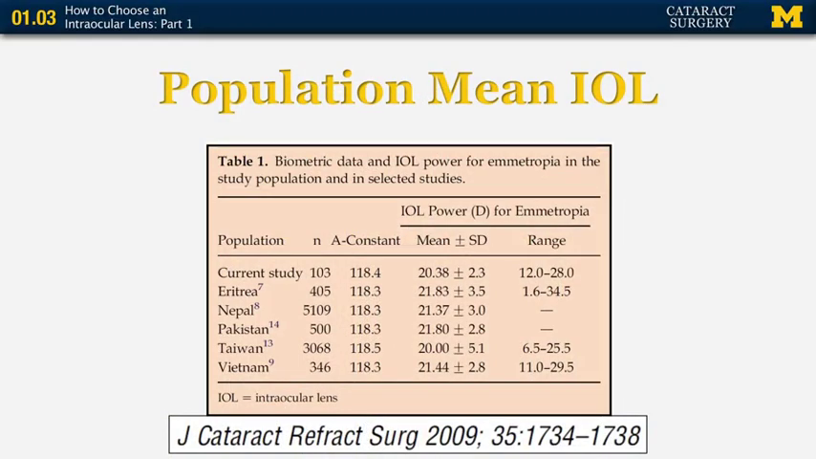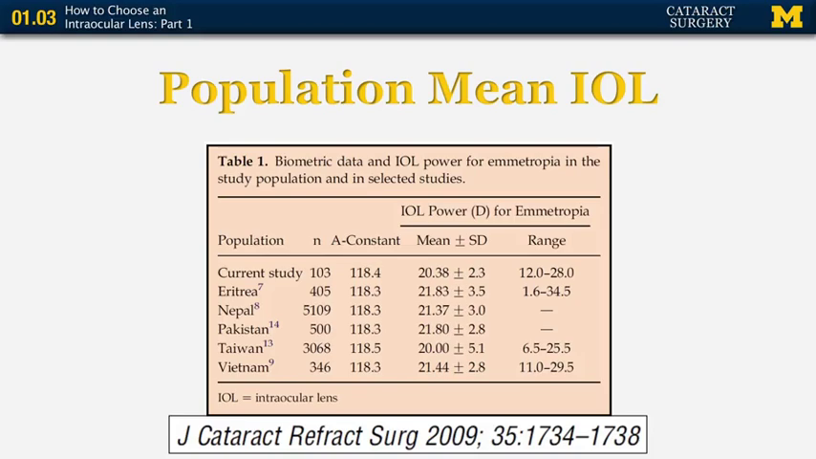And if you look at it, it was about a 21.5 diopter lens. Now, for the Taiwan population, it was 20.0 because that population is a more myopic population. So a more myopic population is going to require a lower lens power. These A constants were about a 118.5. So if you have a lens that has a 119, you'll want to go up about a half diopter, so you would use about a 22.0 mean IOL power for your population.